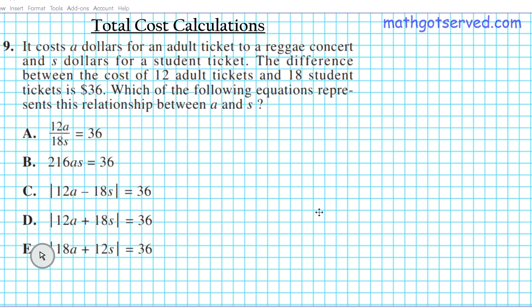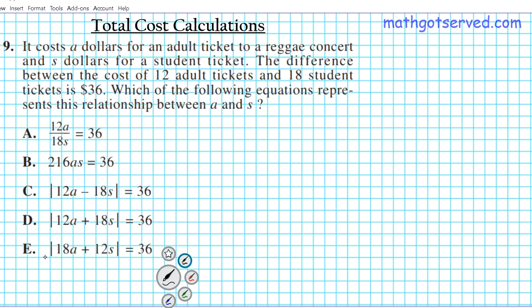All right, let's take a look at question number 9. Question number 9 is assessing ability to carry out total cost calculations. Question 9 reads: it costs $A for an adult ticket to a reggae concert and $S for a student ticket. The difference between the costs of 12 adult tickets and 18 student tickets is $36. Which of the following equations represents this relationship between A and S?